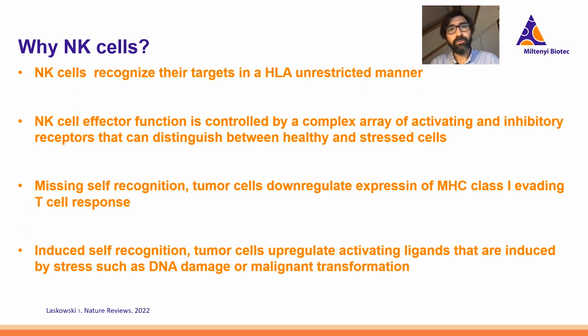NK cell effector function is controlled by a complex array of activating and inhibitory receptors that can make the difference between healthy cells and stressed cells. When we talk about stressed cells, we are talking about infected cells, but also tumorigenic cells or transformed cells. The two hypotheses for how NK cells recognize their target are missing-self recognition, when tumor cells downregulate the expression of MHC class 1, evading T cell response, or induced-self recognition, where the NK cell recognizes the target cell because the target cell overexpresses the ligand for the activating receptor.